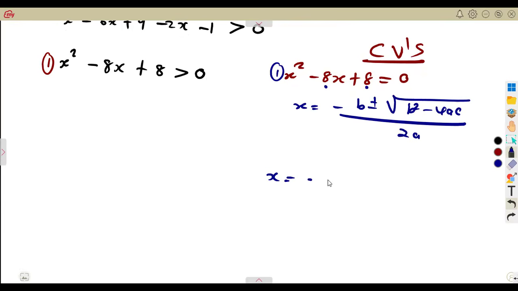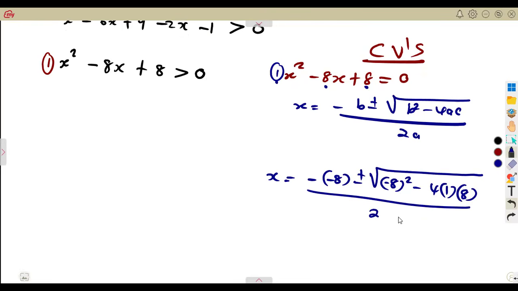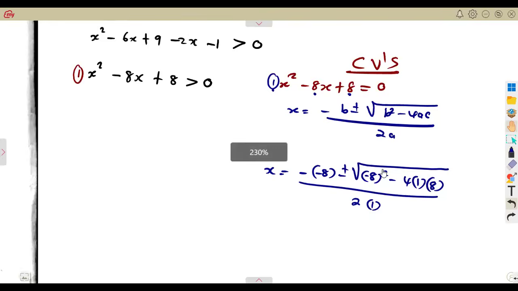So you're going to have minus 8 plus or minus the square root of b, which is negative 8 squared minus 4 times a, which is 1, times c, which is a positive 8. And this whole part is over 2 times 1. All right, so on this one, I want you to be very, very careful.